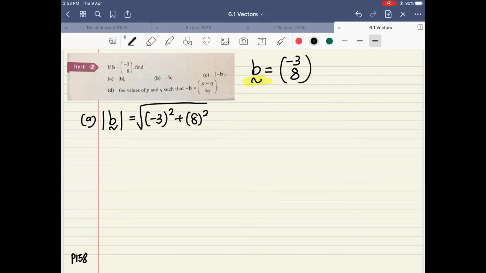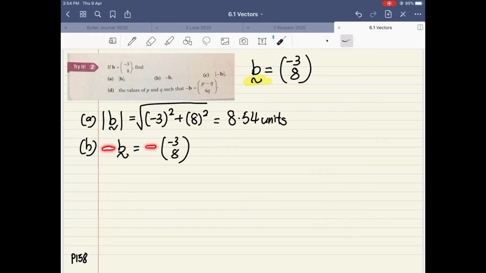I square root this. It gives me 8.54 units. And this is correct to 3 significant figures. Then now, they said that they want the negative of vector B. So what I can do here is the negative of vector B is I just put in the negative sign outside. So where is the negative sign here? Negative sign here. So it works the same way as matrices. You just multiply the negative sign in. What we get is 3 and negative 8.